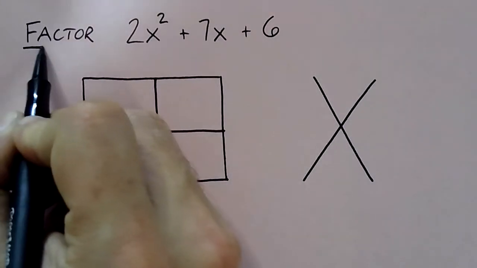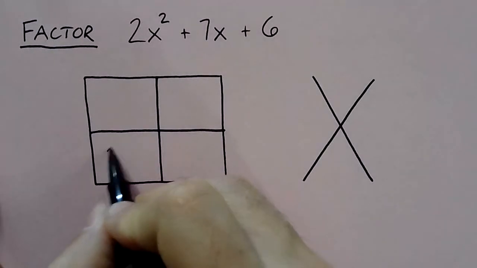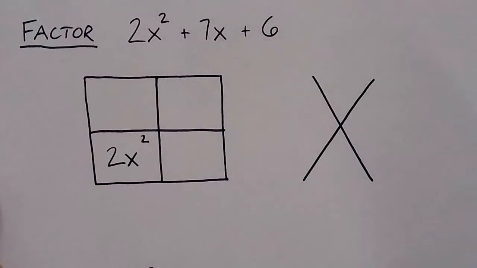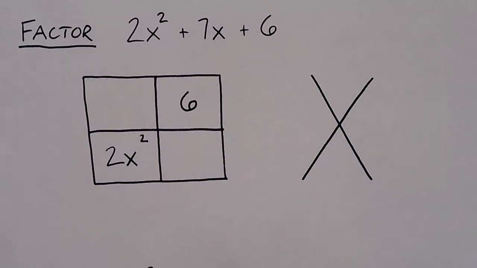To factor means to find the factors that will multiply to 2x squared plus 7x plus 6. In thinking of a generic rectangle or algebra tiles, we would build the rectangle from the sum and then find the dimensions or the lengths of each side of that rectangle, which then become our factors. 2x squared plus 7x plus 6. Our first term, 2x squared, is going to go in our bottom left. Our last term, 6, is going to go in the upper right. And that's how we're going to start factoring any of our quadratics.